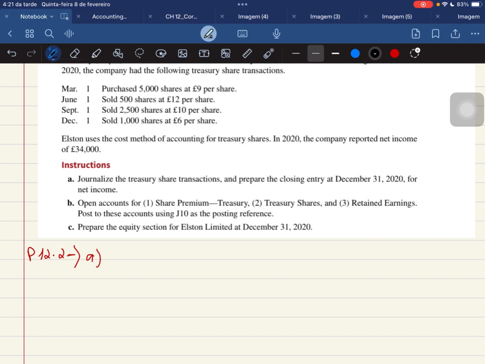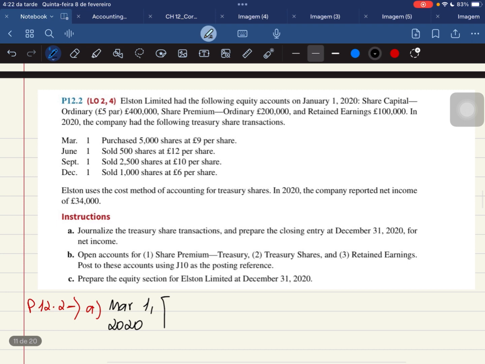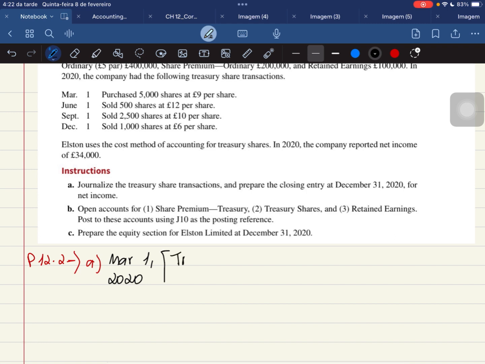Okay, so let's say the first entry. It happened on March 1st of 2020. Purchase 5,000 shares at 9 per share. Well, since we're talking about treasury shares and you purchase them, they have to go up, right? So we are going to have treasury shares at the top, and you're spending money, you're spending cash, so your cash has to go down. And that amount is going to be the number of shares times the cost, which will give you 45,000.